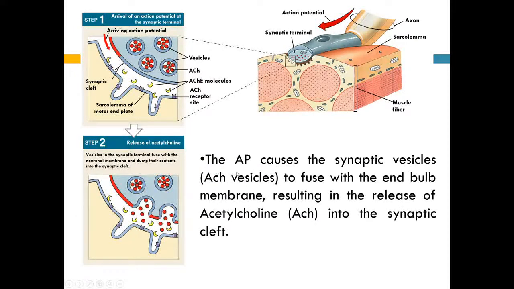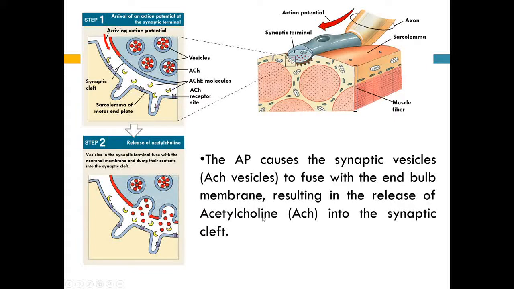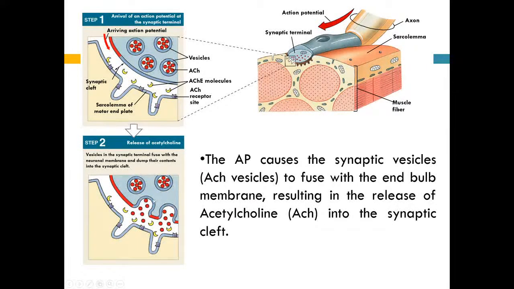Now, the action potential causes the synaptic vesicles or acetylcholine vesicles to fuse at the end bulb membrane, resulting in the release of the acetylcholine to the synaptic cleft. We can see over here the vesicles are fusing and releasing the acetylcholine molecules. These are the red color things, the acetylcholine molecules. And these acetylcholine molecules are now present in the synaptic cleft.